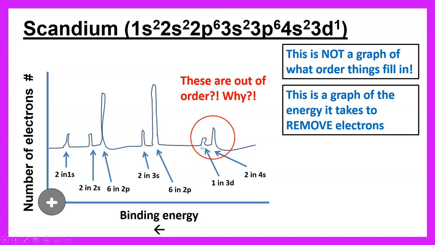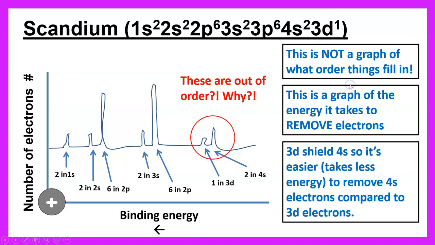These are held onto tighter. That's why the 3d gets left for a little bit. The 3d electron shields that 4s electron, which makes it easier for the 4s to be removed, because if it's shielded by the 3d, that means the 4s is not being held onto as tightly. It has a lower binding energy. It's not being held onto by the nucleus as strongly, so it can be removed easier.